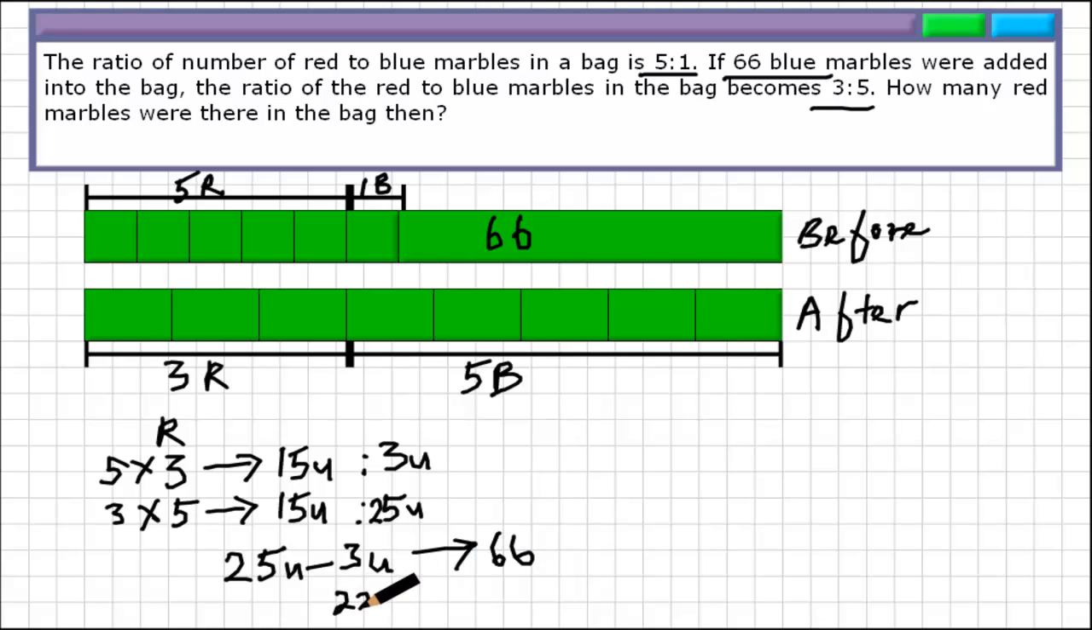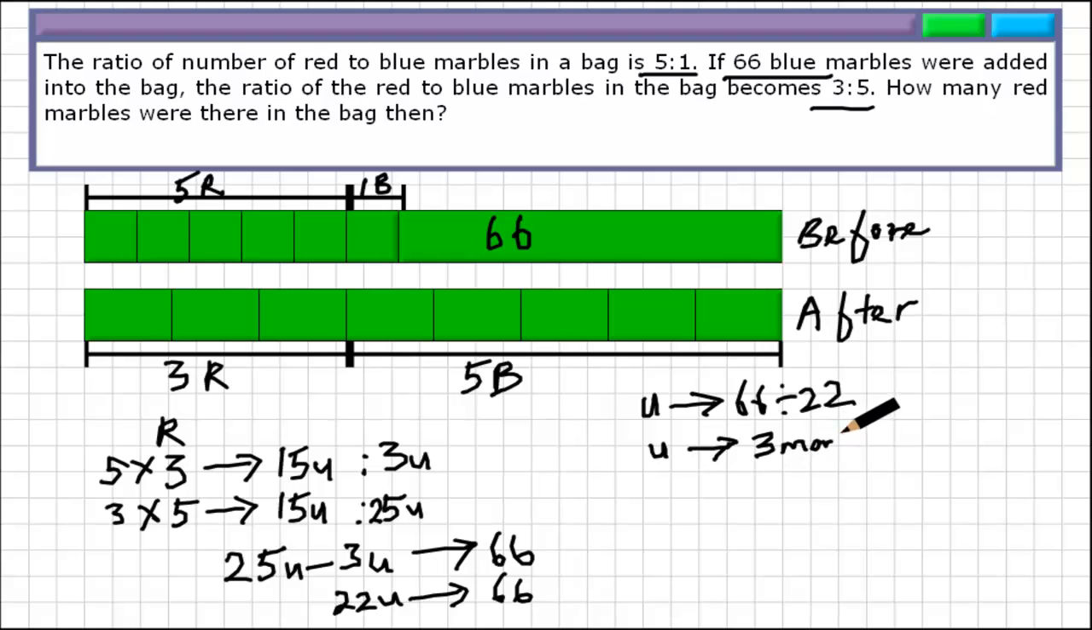So 22U is 66. So U is 66 divided by 22, and U is 3 marbles. So now we have found the value of 1 unit, which is equivalent to 3 marbles. From here we can find the answer to the problem.